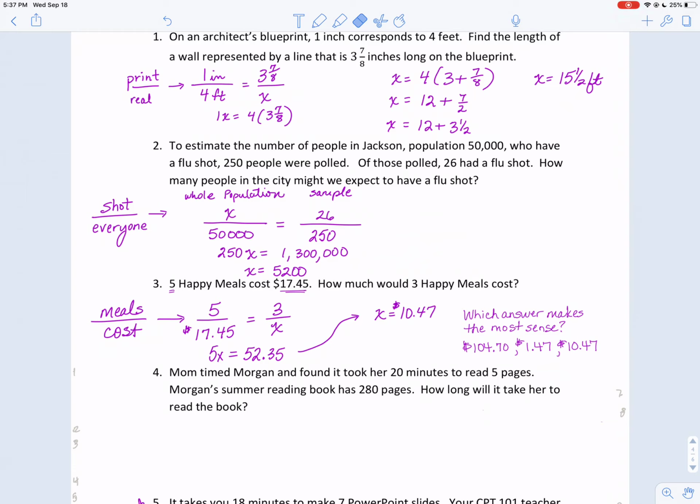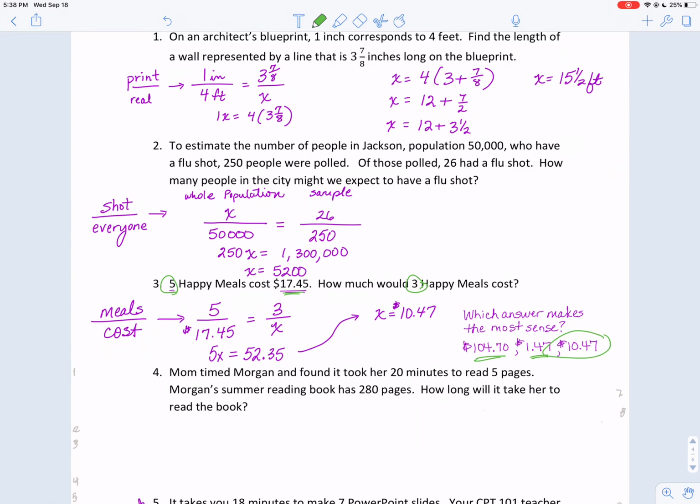Now you will have a lot of your students who will give you some interesting answers, like $104.70 because they've moved the decimal to the wrong place, or $1.47. So you need to help them understand that if you had 5 Happy Meals that cost $17, if you have 3 that's less, it's not going to cost a whole lot more. It's also not going to cost a whole lot less and be $1.47. So $10.47 would make sense.